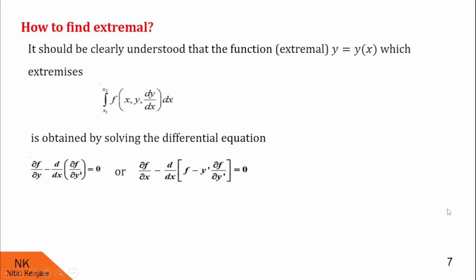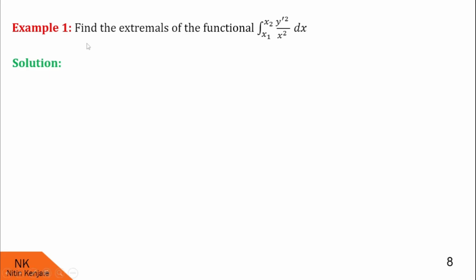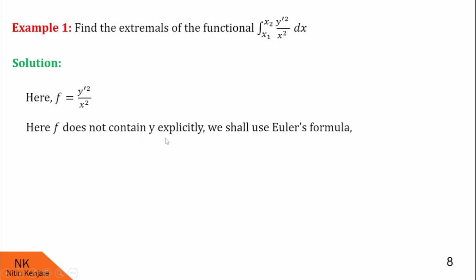Now let us see some examples. In this first example, we are asked to find extremals of the functional integral of y dash square upon x square dx over the limits x1 to x2. Here, f is y dash square upon x square. Clearly, f does not contain y explicitly. So we shall use Euler's formula where ∂f/∂y dash is constant. Let us substitute f here and differentiate it with respect to y dash.